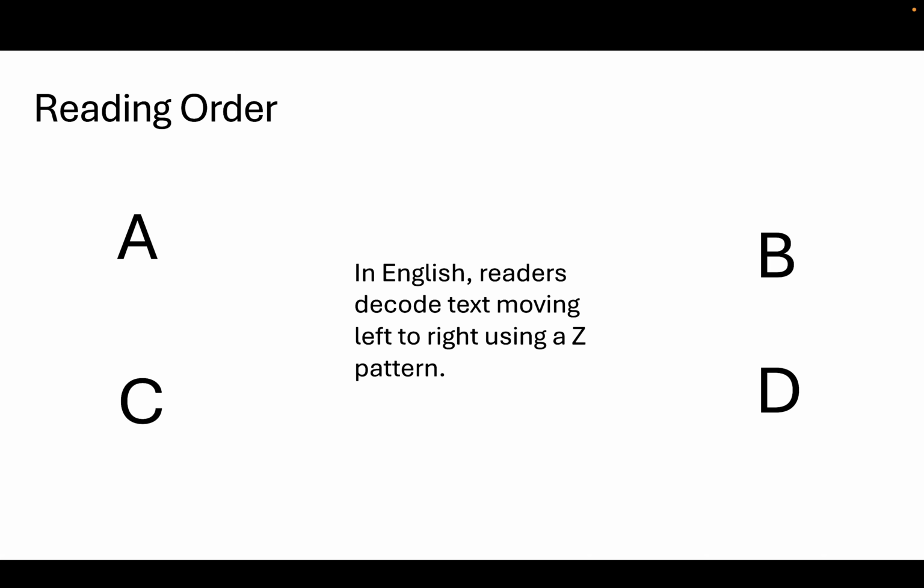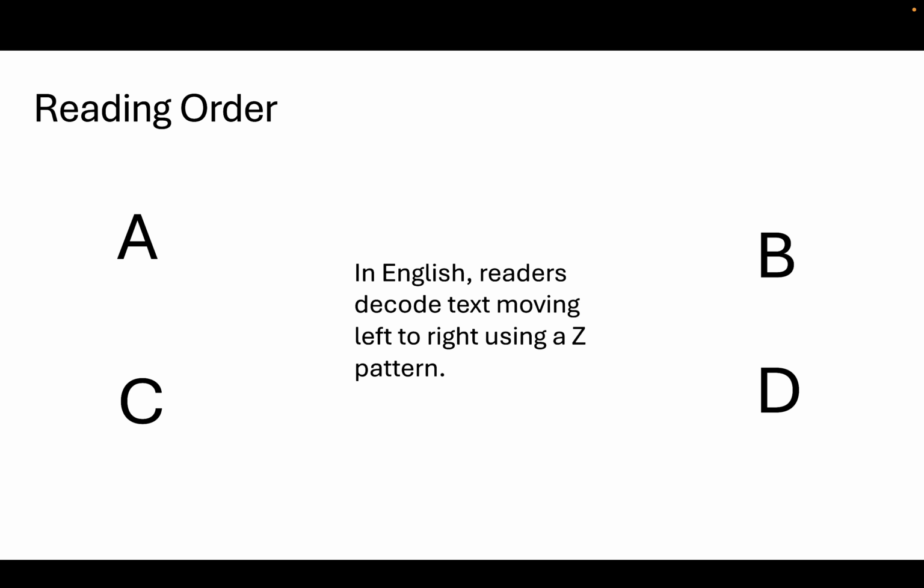When we talk about layout, we also want to talk about reading order. In English, readers decode and encounter text moving left to right in a Z pattern. So if we just use the alphabet, if you take a look at this slide, you'll naturally want to read in that left to right and in a Z pattern. A to B, then across the slide and down to C, and then over to D. Now, I just used the letters of the alphabet here as an illustration. We could also imagine in place of A, B, C, D, I might have images or different elements there.